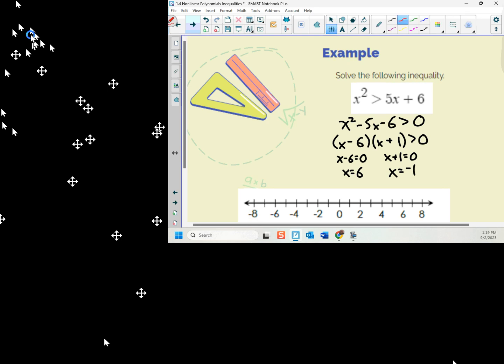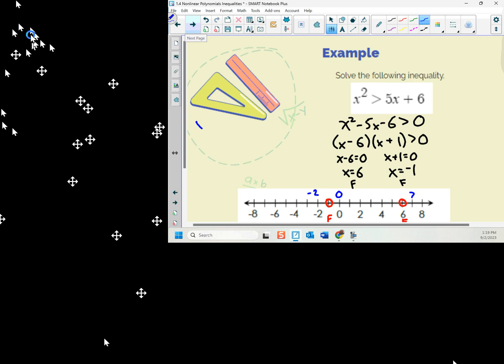So now remember, those are critical points, but they're not included. These are false. In fact, I like jotting down that I knew those were false. Therefore, now I'm going to make a hollow point at negative 1 and a hollow point at 6. Those were false and false. Now, plugging in values, I'm probably going to plug in negative 2, 0, and 7.